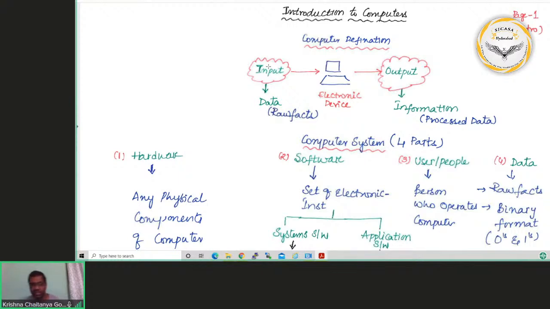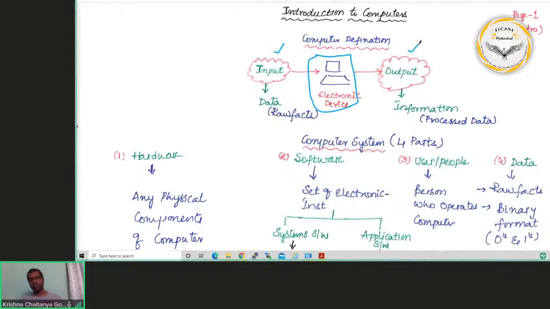Now let us start with the computer definition. What do you mean by a computer? A computer is nothing but an electronic device. What exactly will it do? It will take the input, process that input, and produce an output.